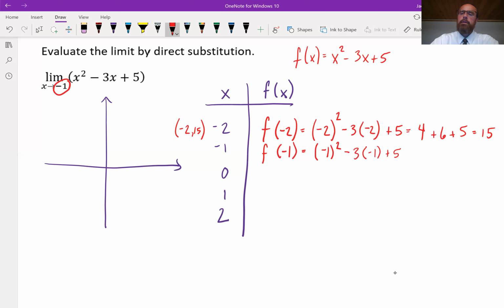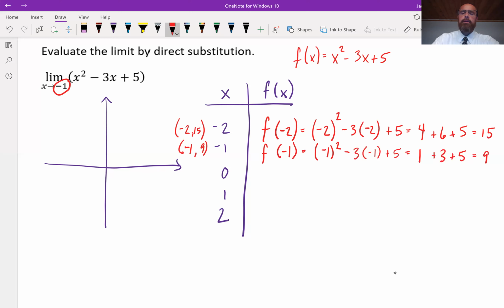Let's multiply that out. Negative 1 in parentheses squared is going to be positive 1. Negative 3 times negative 1 is plus 3 plus 5. 1 plus 3 plus 5 is 9. So in a way, we've already finished this problem, but I do want to see the graph again, because that helps us later as we go on and see more difficult questions about limits.